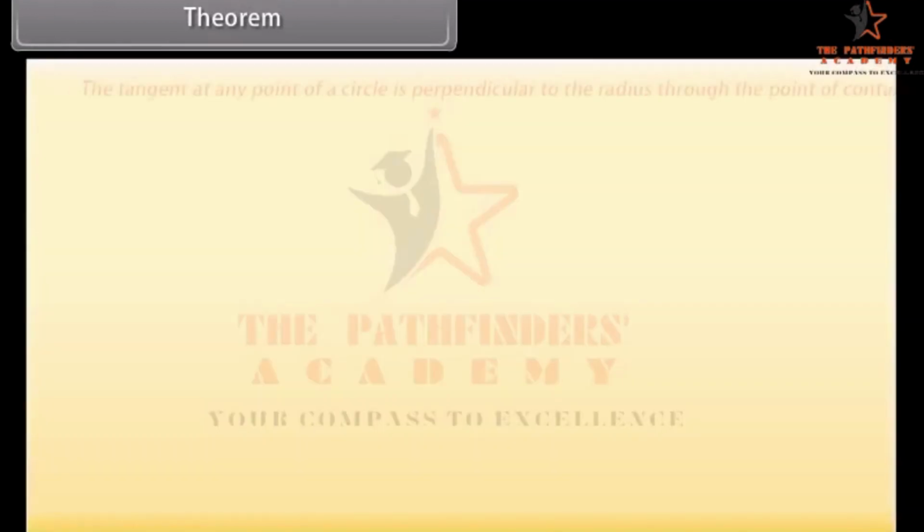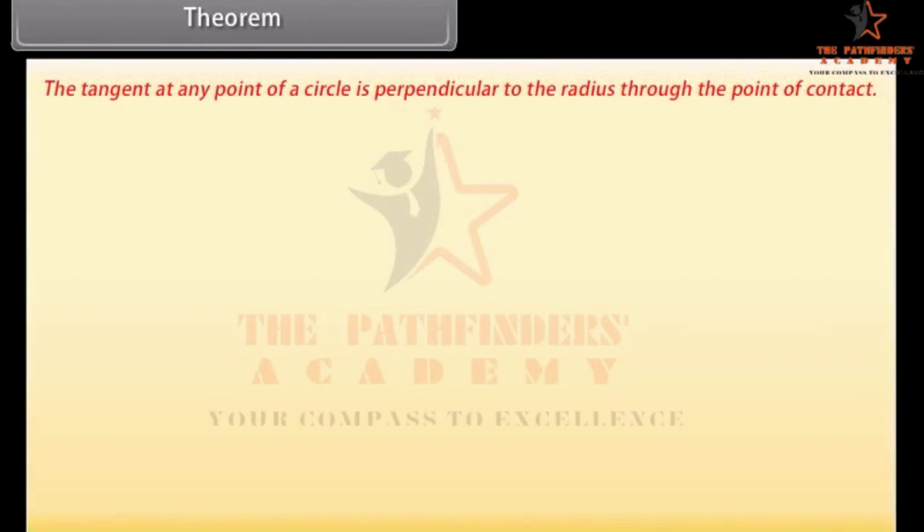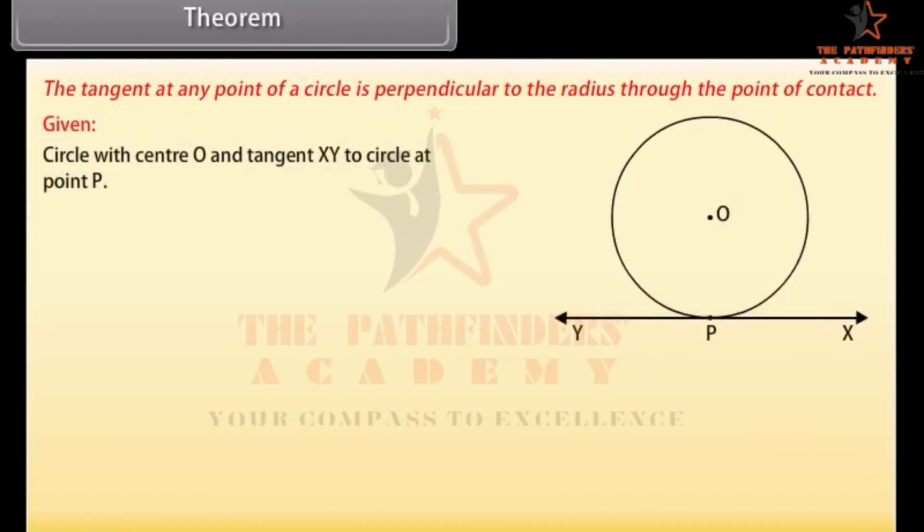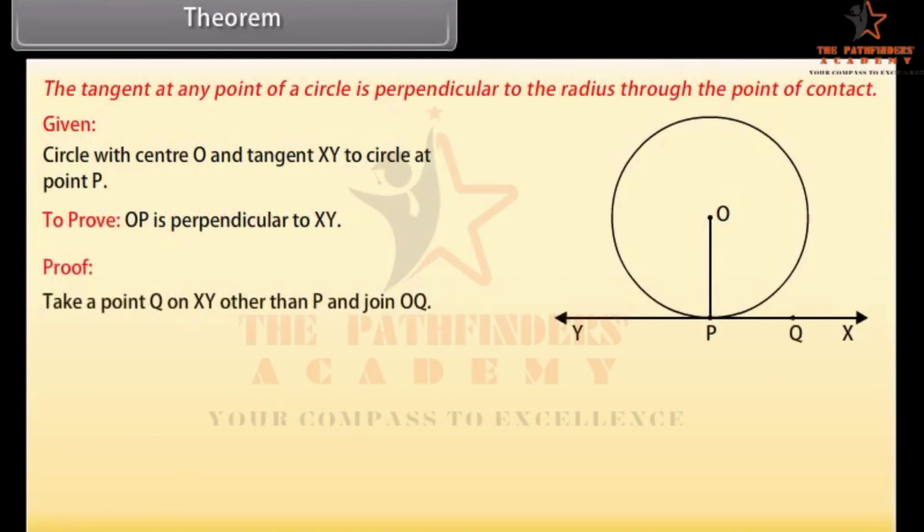Theorem. The tangent at any point of a circle is perpendicular to the radius through the point of contact. We are given a circle with center O and a tangent XY to the circle at a point P. We need to prove that OP is perpendicular to XY. Take a point Q on XY other than P and join OQ. Also, the point Q must lie outside the circle, because if Q lies inside the circle, then XY will become a secant and not a tangent to the circle.